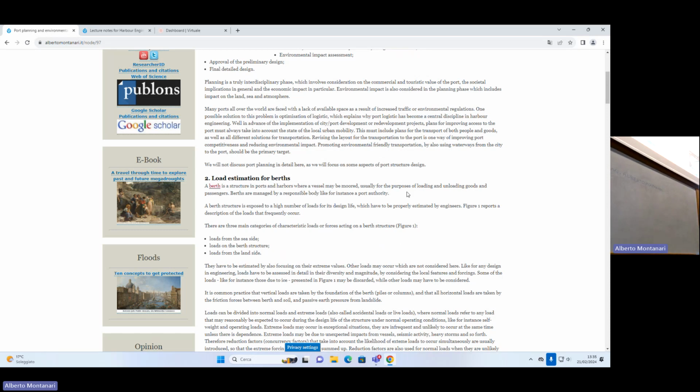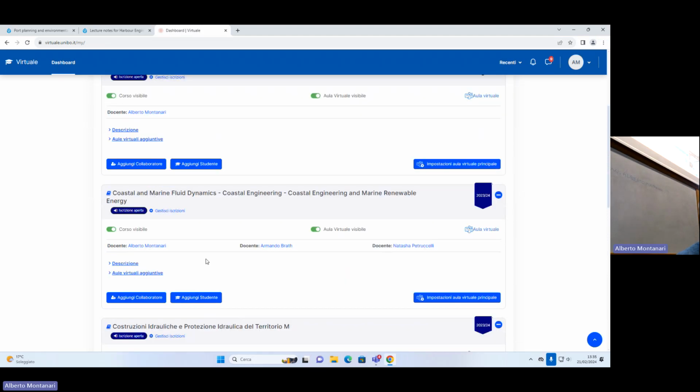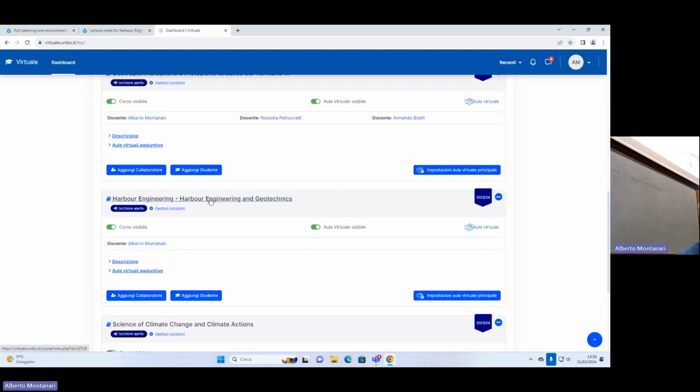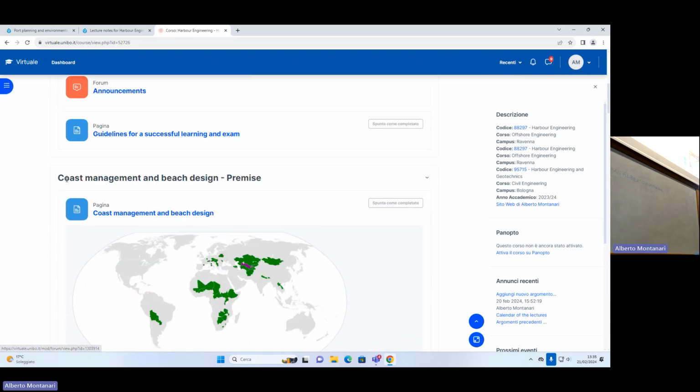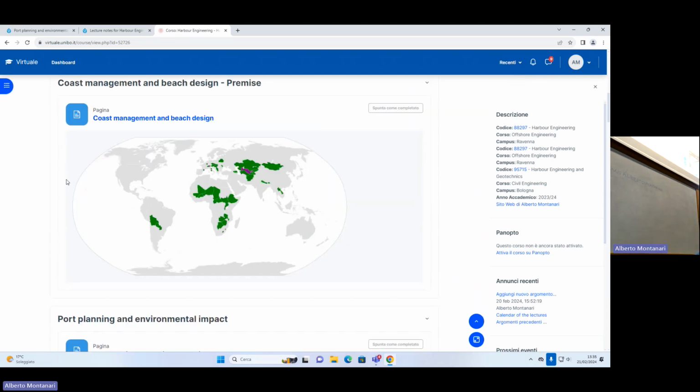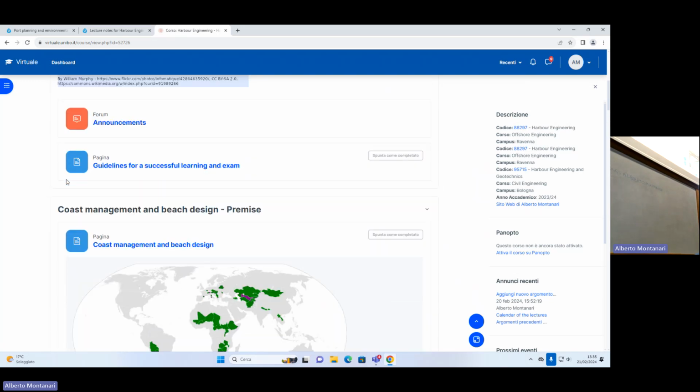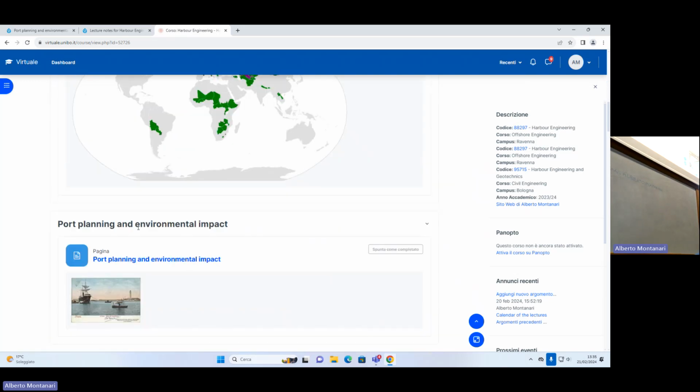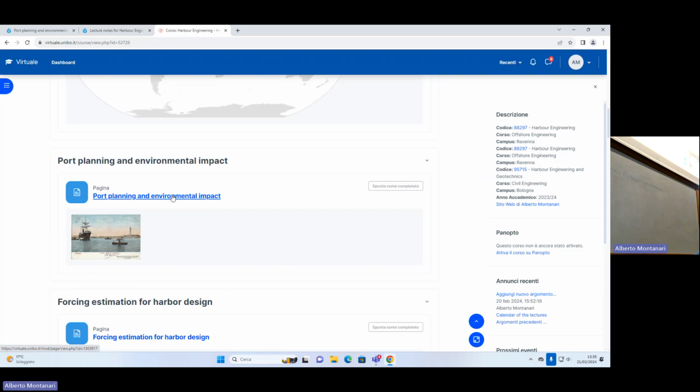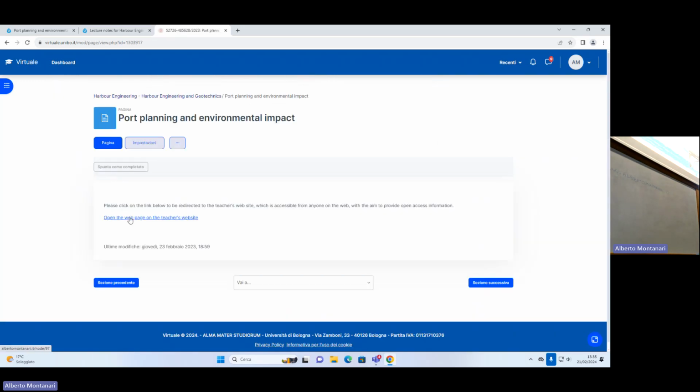Okay, now another thing, these web pages you can find also in Virtuale. Let me move to Virtuale. Virtuale is here. In Virtuale, there is a page on Harbour Engineering. So if you log in to Virtuale with your credentials, you can find here a mirror of my website. Look, for instance, at port planning and environmental impact: the same link, here you see that it goes to my website.